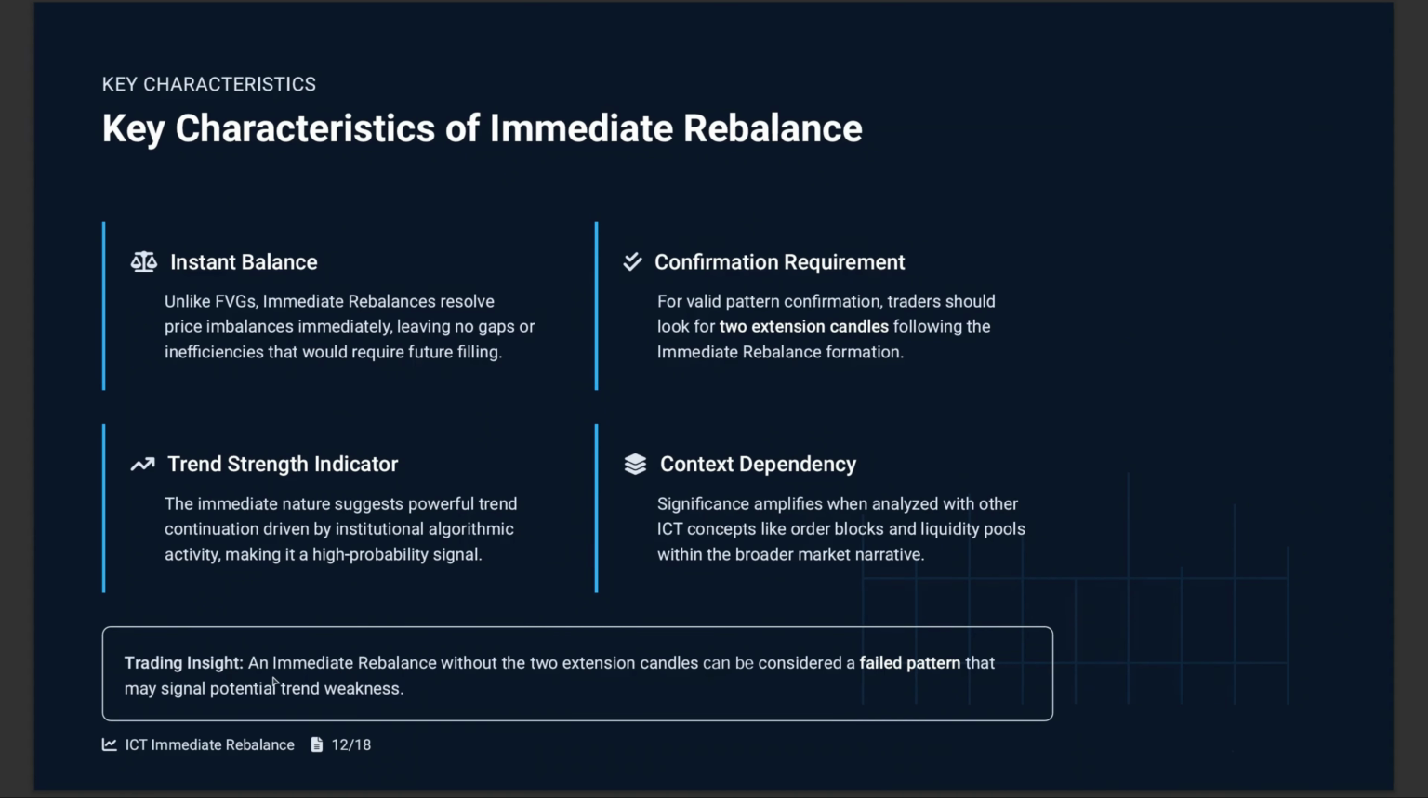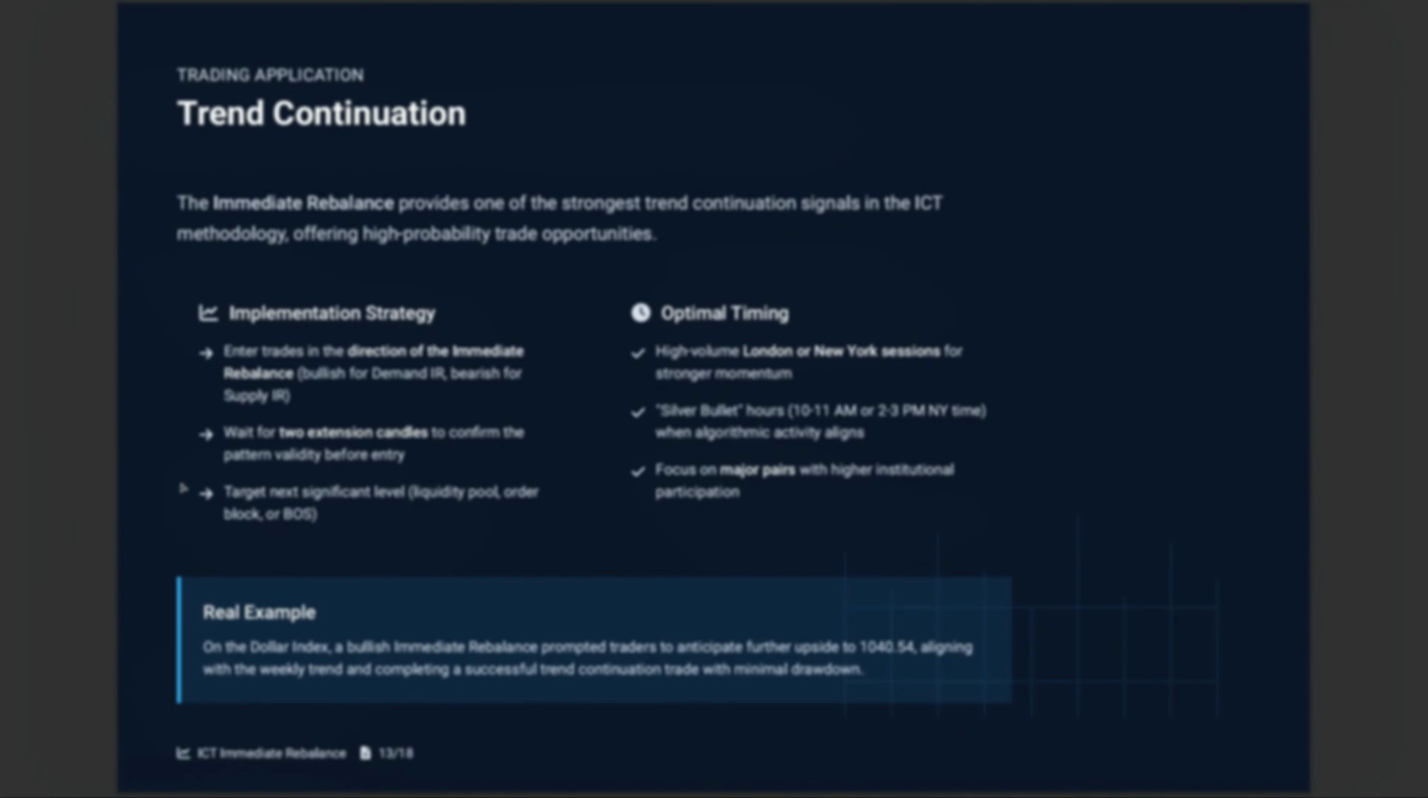Now, trading insight. An immediate rebalance without the 2 extension candles can be considered a failed pattern that may signal potential trend weakness. But again, guys, this is not an absolute, all right? We don't always operate in absolutes when trading. This is just a suggestion more than anything, okay? All right, so trade continuation. The immediate rebalance provides one of the strongest trend continuation signals in ICT's teachings, offering high probability trade opportunities. So, an implementation strategy.